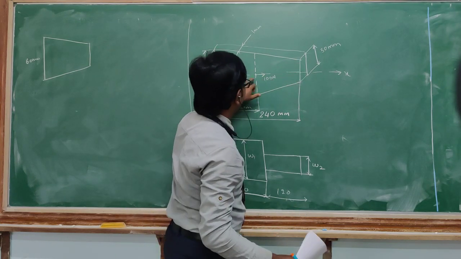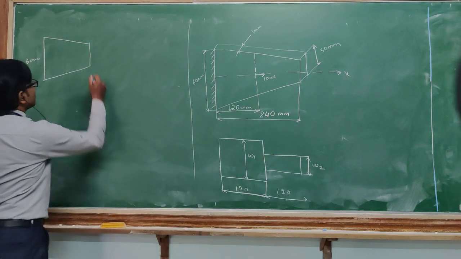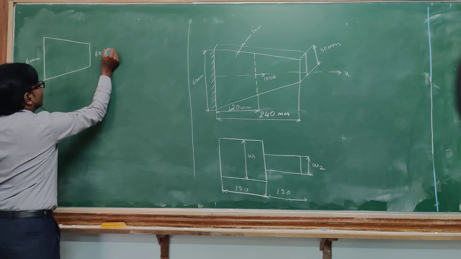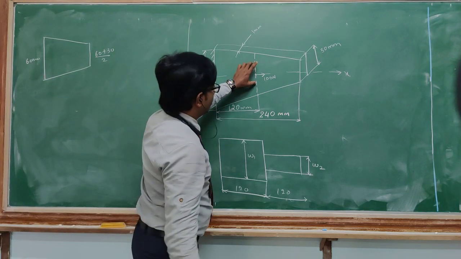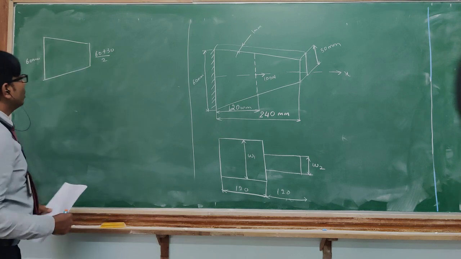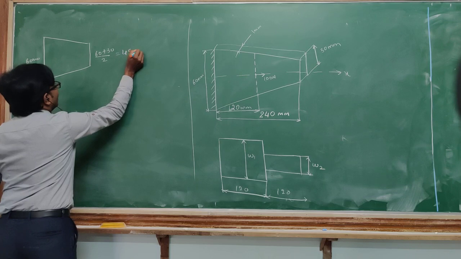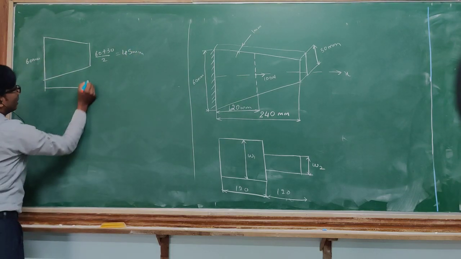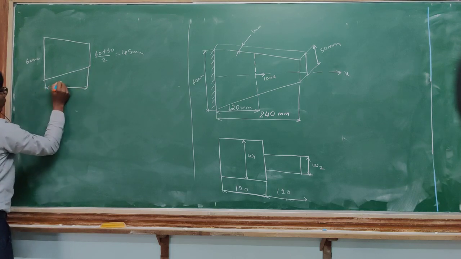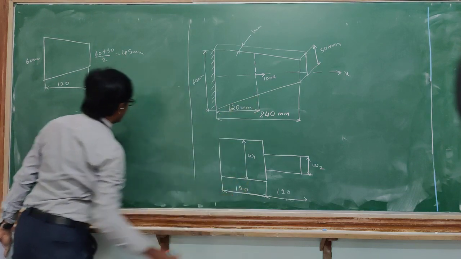60 plus 30 divided by 2 will be the width of this particular value. From your basic mathematics, you can easily find out the width of this. So this is 60 plus 30 divided by 2, which is 45 mm. So on one side you have 60 mm, on the other side 45 mm, and the length is 120 mm. Now I have to convert this into this particular section.